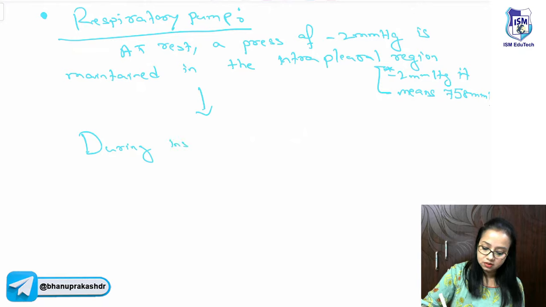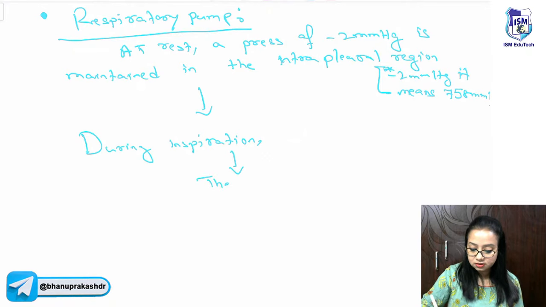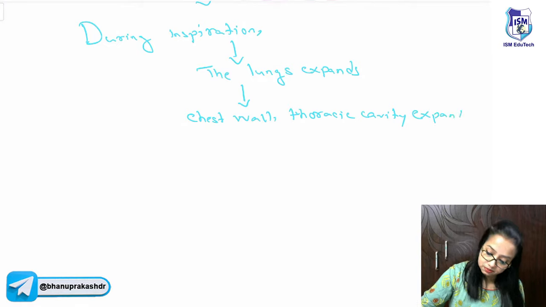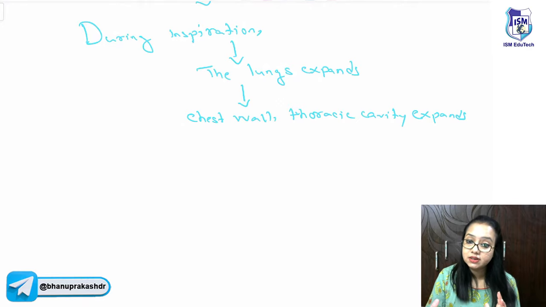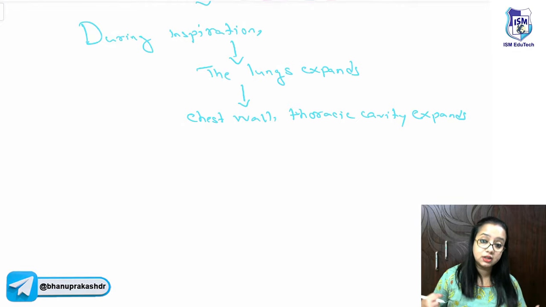So, during inspiration, what happens? We are breathing in, so the thoracic cavity expands. The lungs expand, and following the lungs, the chest wall, the thoracic cavity expands. Now, when this thoracic cavity expands, the diaphragm also descends. It becomes flat. So, there is squeezing of the thorax on the veins that are running adjoining to the thoracic cavity.